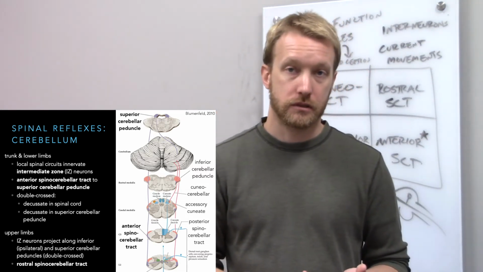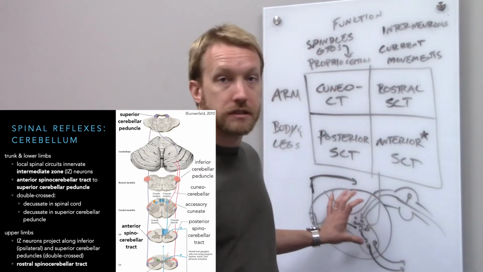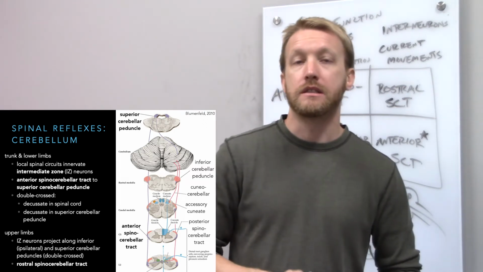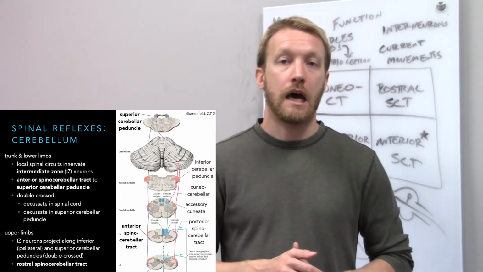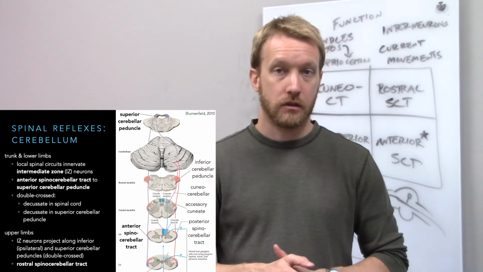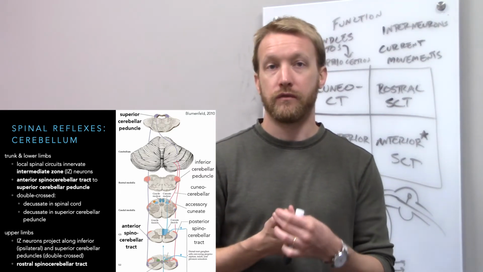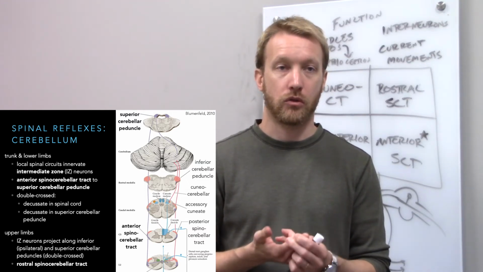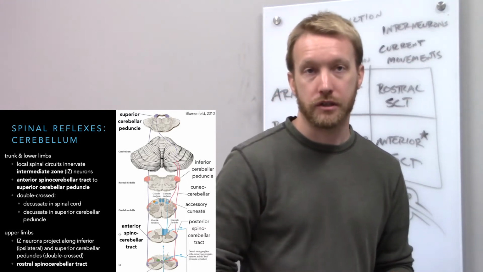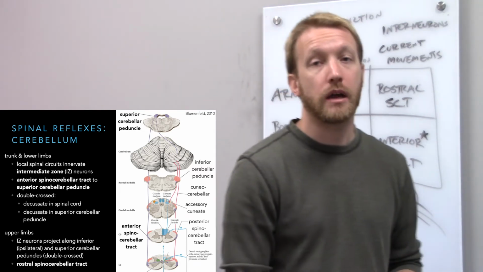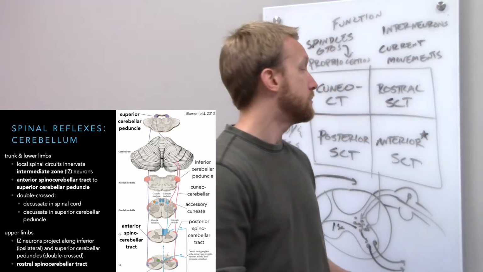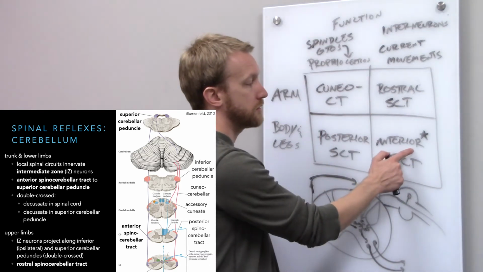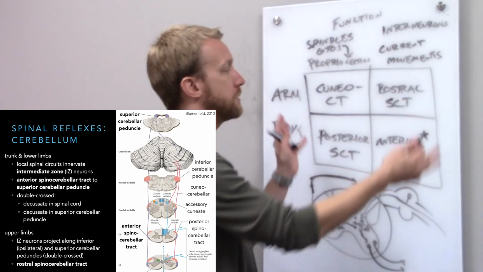The upper limbs, similar input, still a bunch of interneurons. In this case it forms the rostral spinocerebellar tract. This is quite small and not well described. It may very well go in through the inferior cerebellar peduncle without crossing, or it may double cross. That's not quite clear in humans at this point. But either way, ipsilateral input for the upper limbs. This is probably good enough to know. Remember, this one double crosses, but all these are ipsilateral.